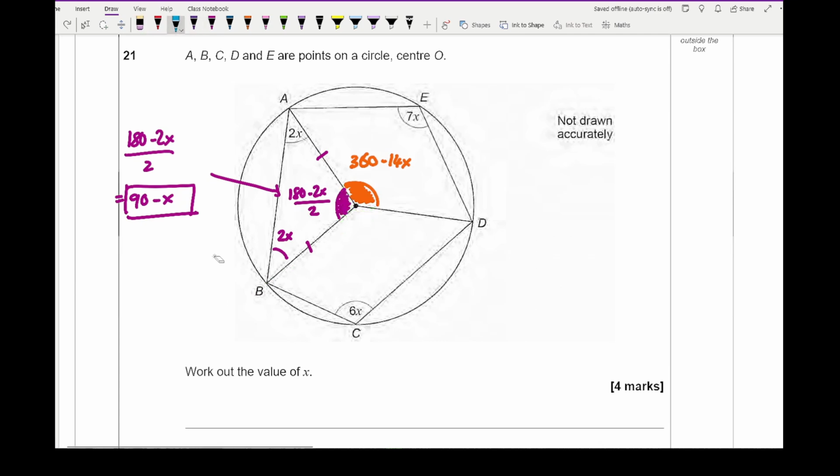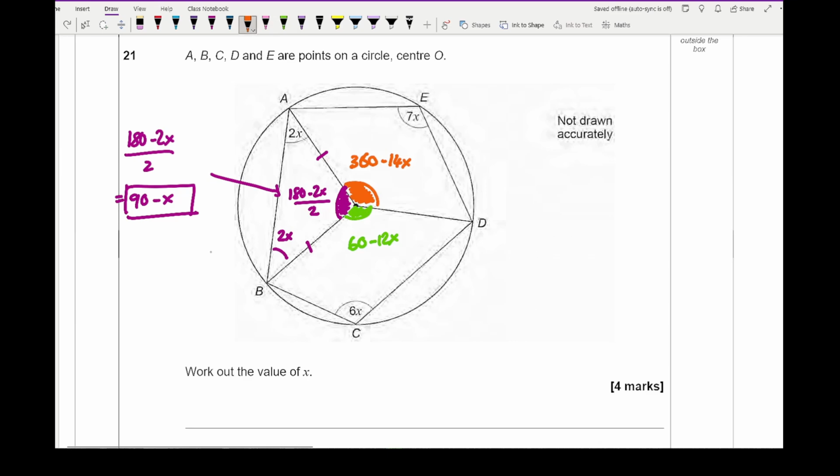Once you've established that, I can then get rid of this green marking and do the exact same for this. So this blue angle is going to be twice the size of that. So that blue angle there is 12x. So that means that this angle here is going to be 360 minus 12x because angles are around a point. So if I just get rid of that blue, what we've now got is an expression for that full circle.